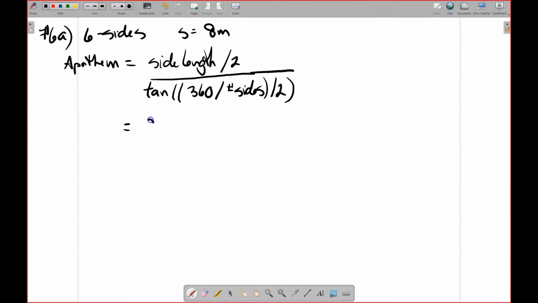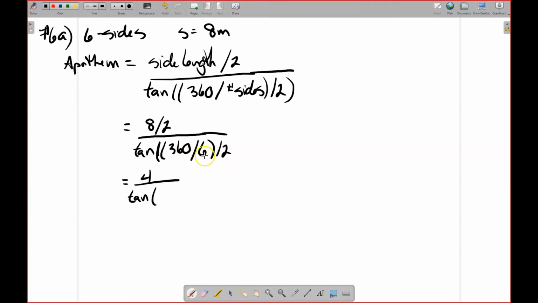Now we can go ahead and put our values into that. So we've got 8 divided by 2. Then we're going to take the tangent of 360 divided by 6, and then that's divided by 2. So we get 4 divided by the tangent, and 360 divided by 6 divided by 2 gives you 30, and you run that through your calculator and you get 6.9, and we were given the distance in meters, so the apothem is 6.9 meters.